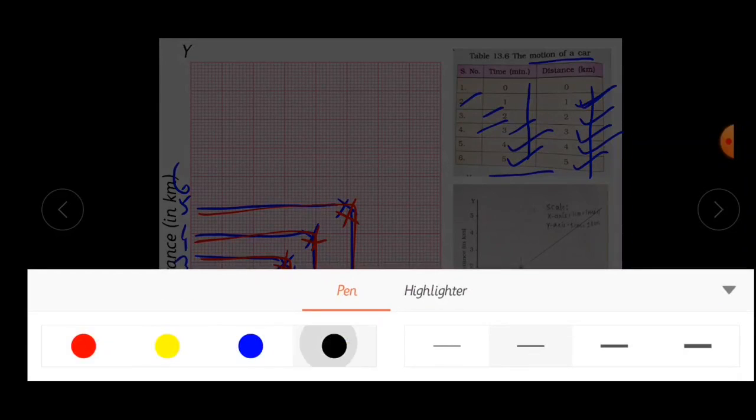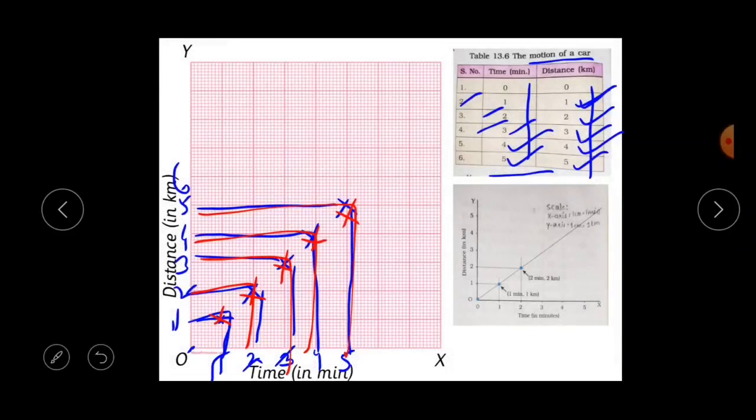Now you have to join all those dots. So here like this you have to join. Your line should be very straight. You have to use the scale. So children, here you can see that this is the distance time graph for the motion of a car. It shows you at what time the car has traveled.